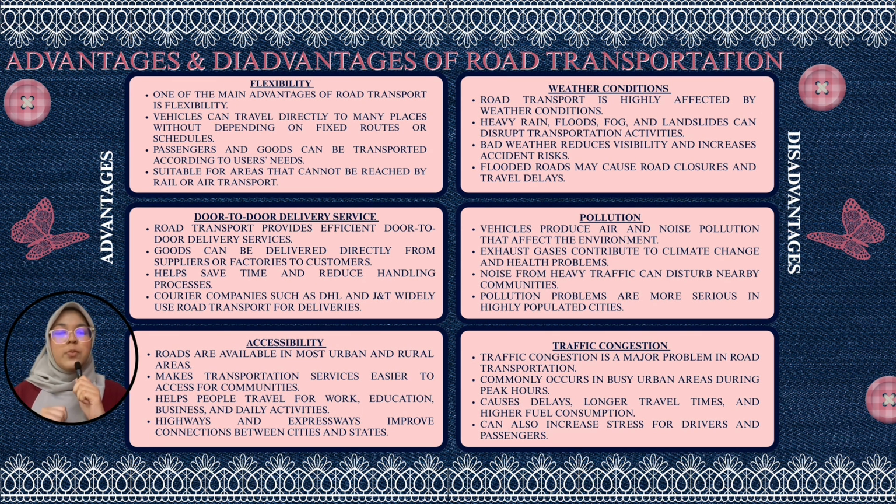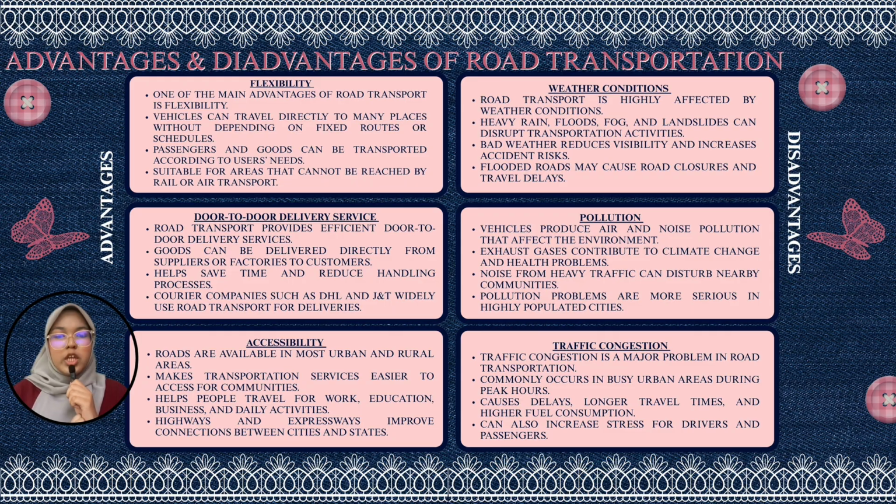Besides that, road transportation also provides accessibility. Roads are available in both urban and rural areas, which makes transportation easier for communities. People can travel more easily for work, education, business, and daily activities. For example, the North-South Expressway connects major cities and states in Malaysia and helps reduce travel time.